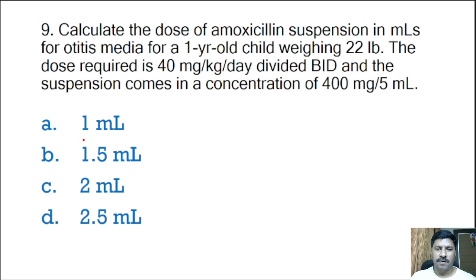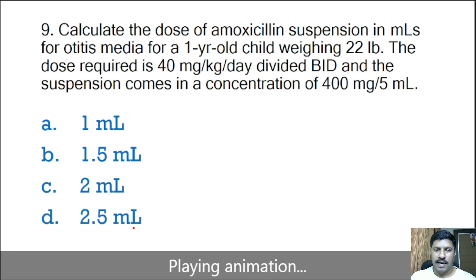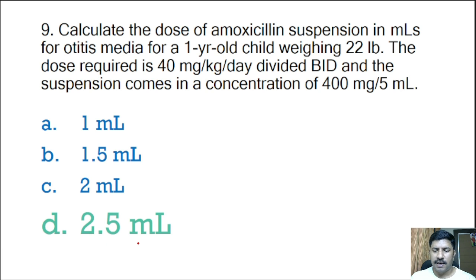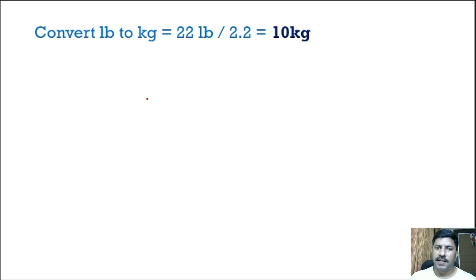So the options are 1 ml, 1.5 ml, 2 ml, 2.5 ml. Correct answer, that is 2.5 ml. Then we will go to the solution, how to find the answer. First we need to convert the baby's weight into kilograms. So 22 pounds divided by 2.2 is equal to 10 kilograms.